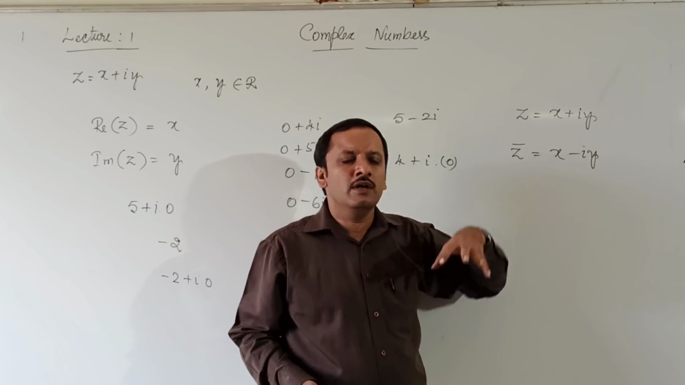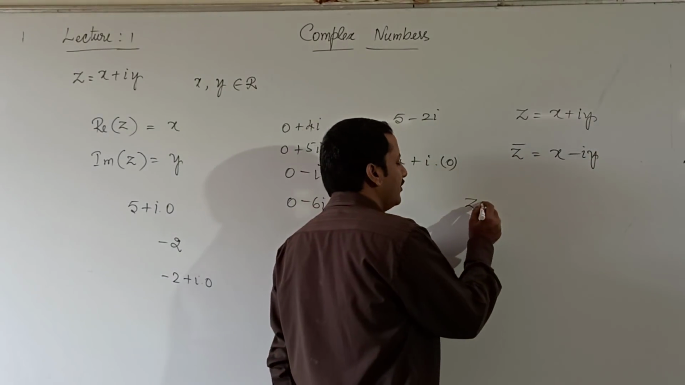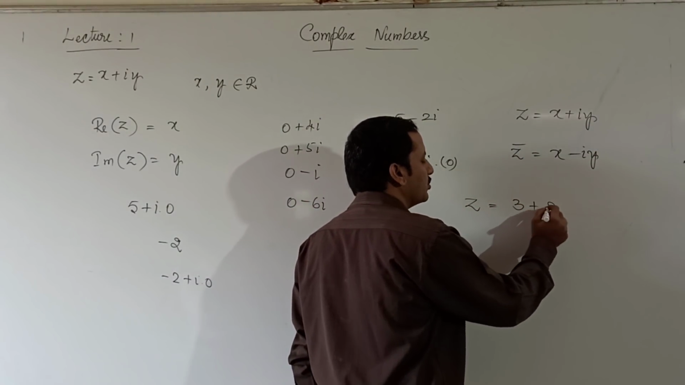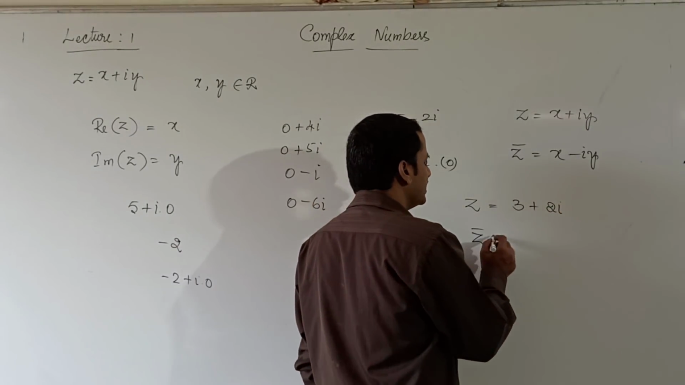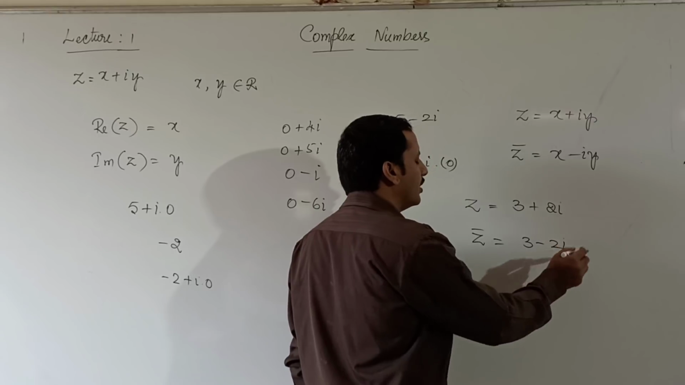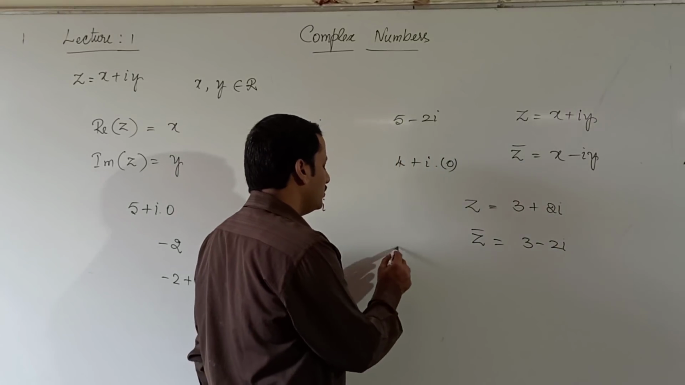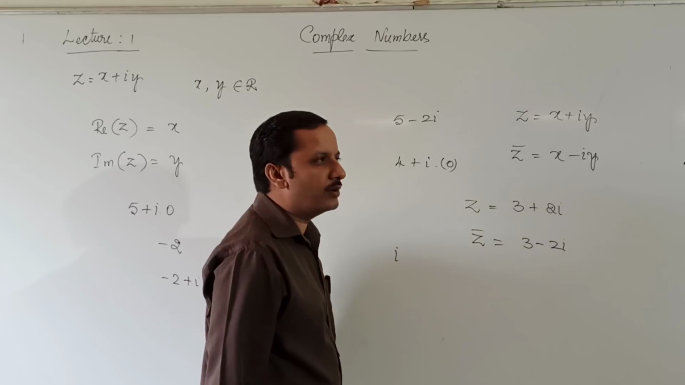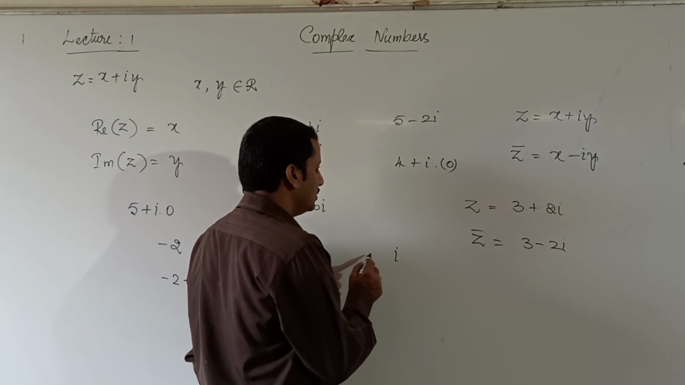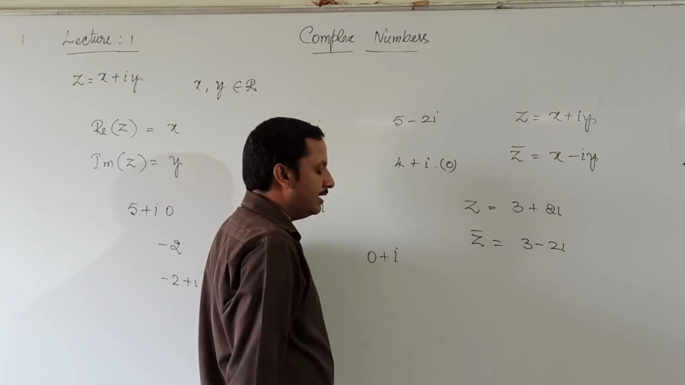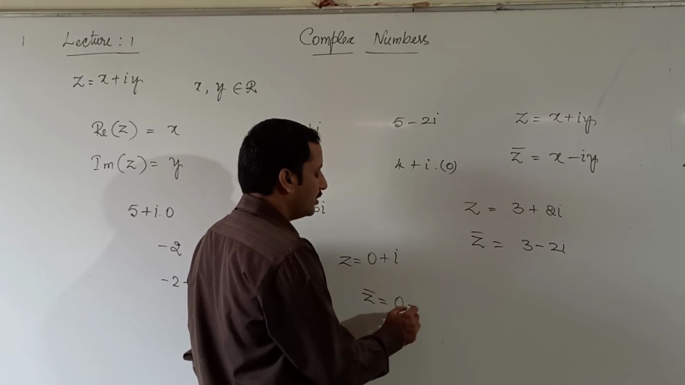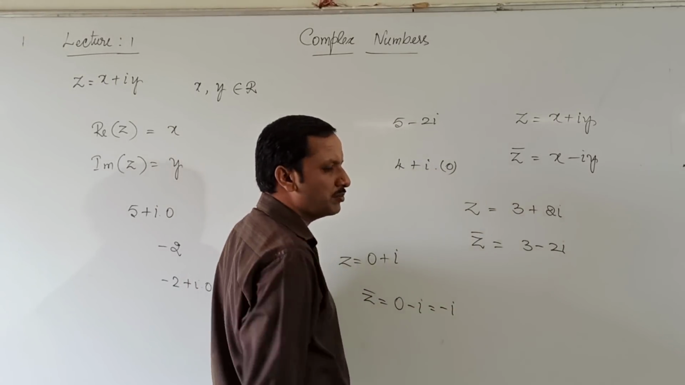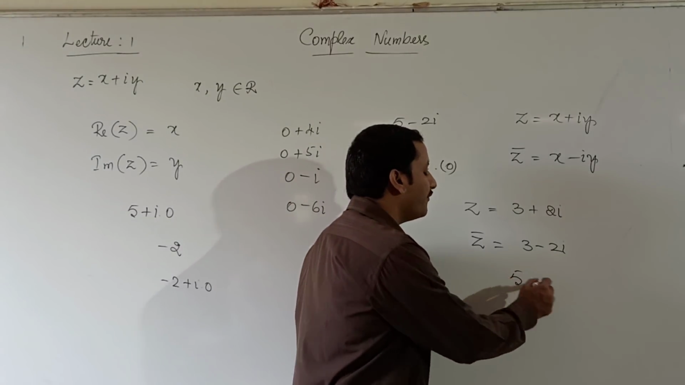Okay? So now, for example, if I give you z is equal to 3 plus 2i, and I ask you to find out z bar, what do you do? Z bar is equal to 3 minus 2i. Then if I give you i and ask you to find out its conjugate, so I write it as 0 plus i, then I call it z, its conjugate z bar is equal to 0 minus i, in other words minus i. Then what is the conjugate of 5?